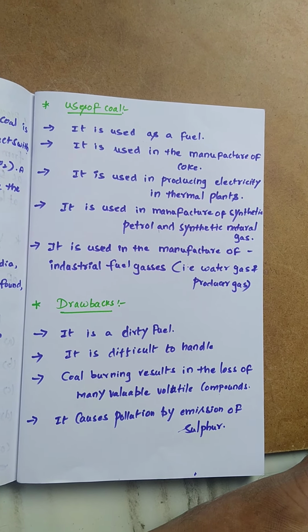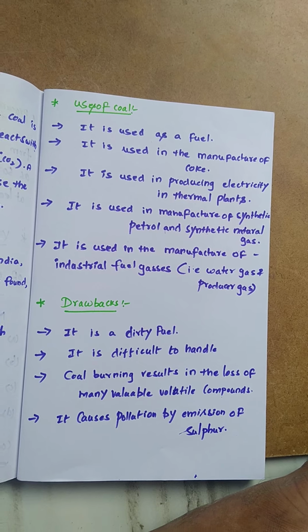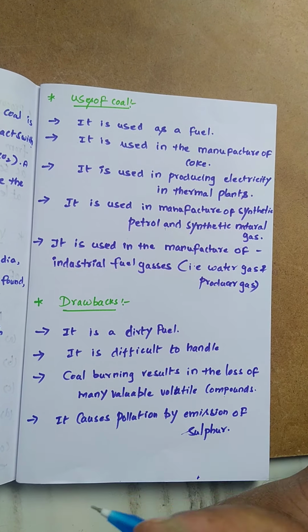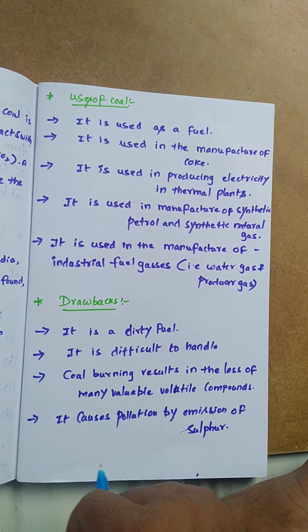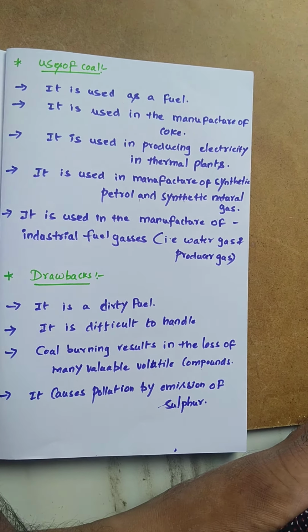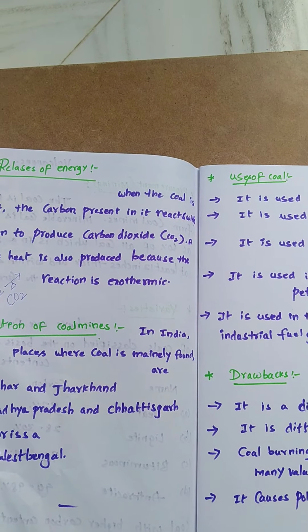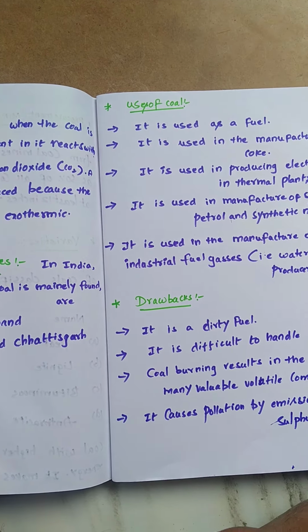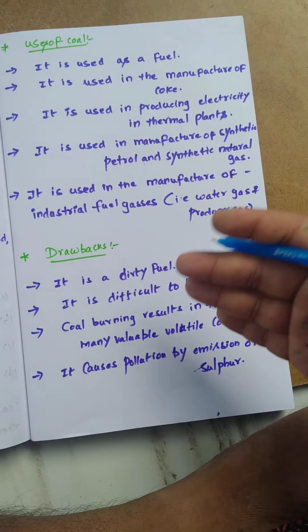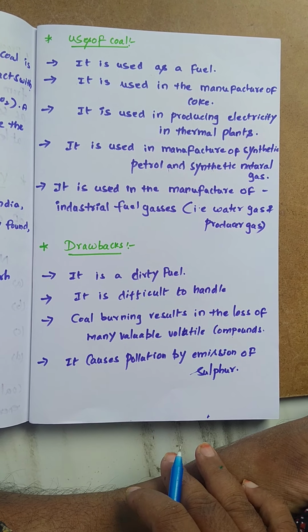From all of this, we learned the description of coal, the formation of coal, procurement and varieties, the release of energy, where the coal mines are available in India, the uses of coal and the drawbacks of coal.